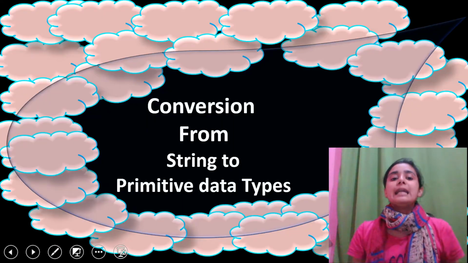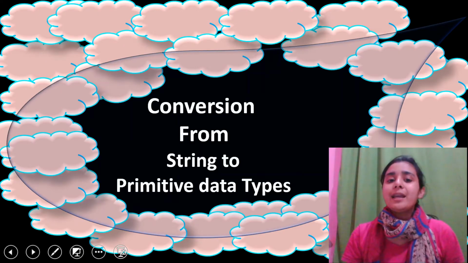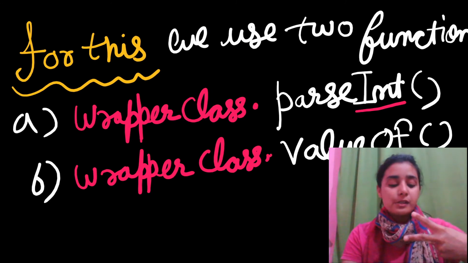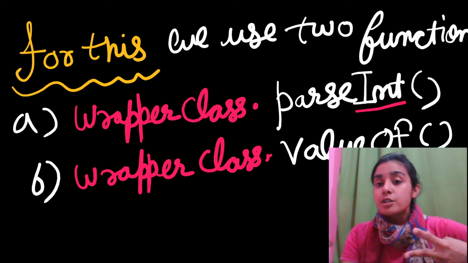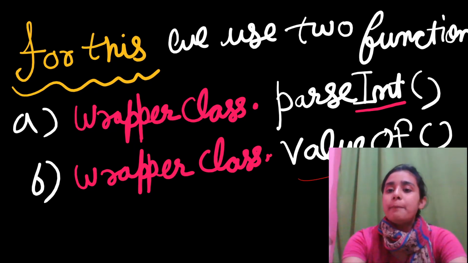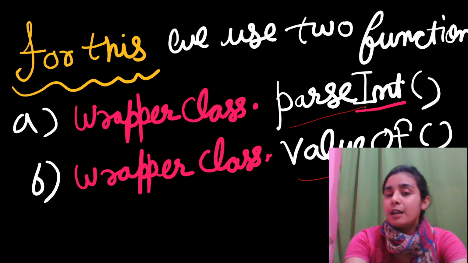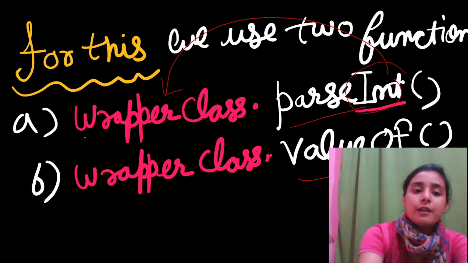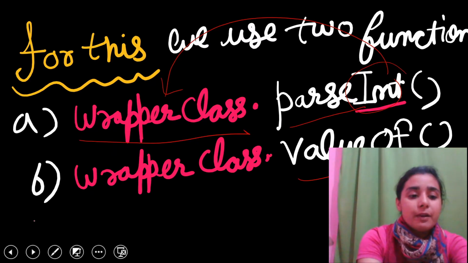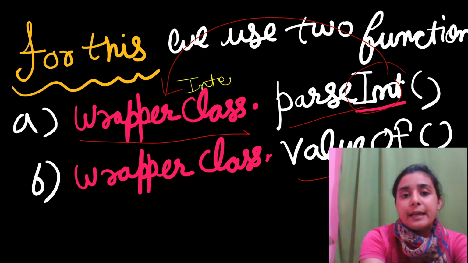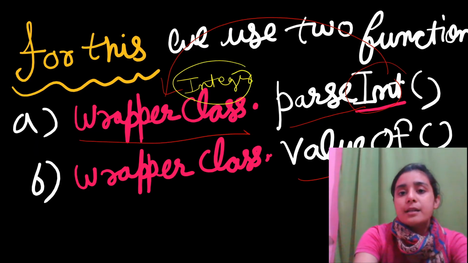Moving to the next thing, now how can we convert a string to a primitive data type? For that we are using two functions. One is parse and the second one is valueOf. If I talk about parse, there I have written parseInt. I have to give its respective wrapper class there, and that will be Integer only. So I have to write Integer there, which is the wrapper class of this.